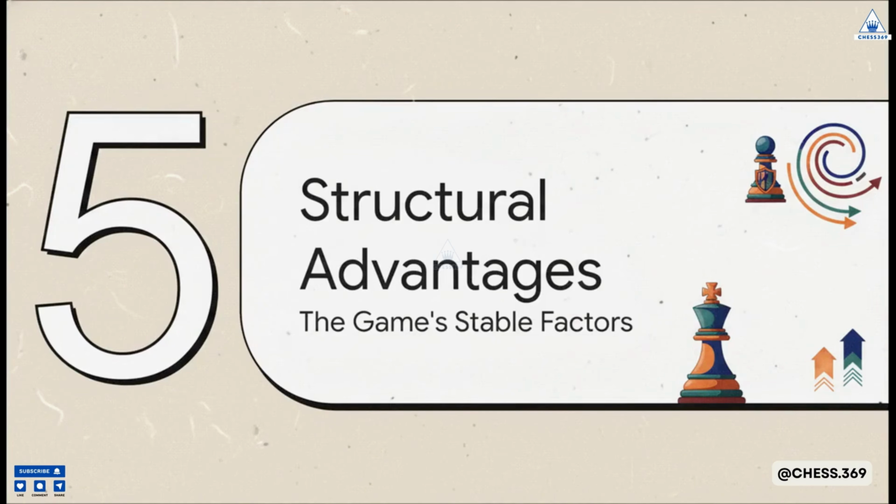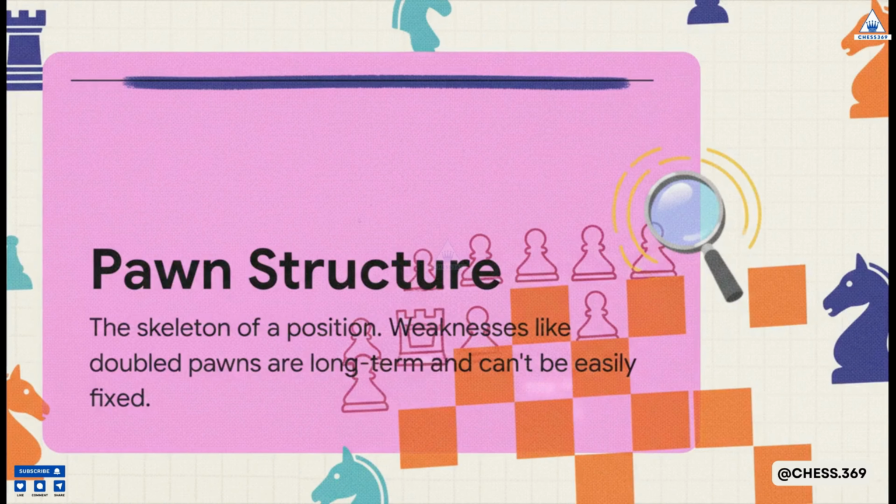So we've covered the really explosive, dynamic parts of a position. But what about the more permanent stuff? The long-term strategic features that can define a game for dozens of moves? Well, that's where pawn structure and space come into the picture. People often call the pawn structure the skeleton of a position, and that's a perfect description.